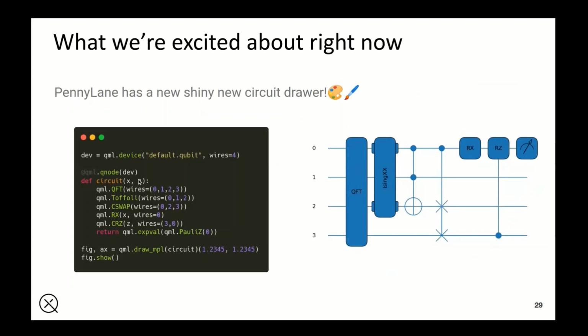What you can do is to define your quantum node, then use this qml.drawMPL function, and you can use it to draw quantum circuits using the matplotlib framework.